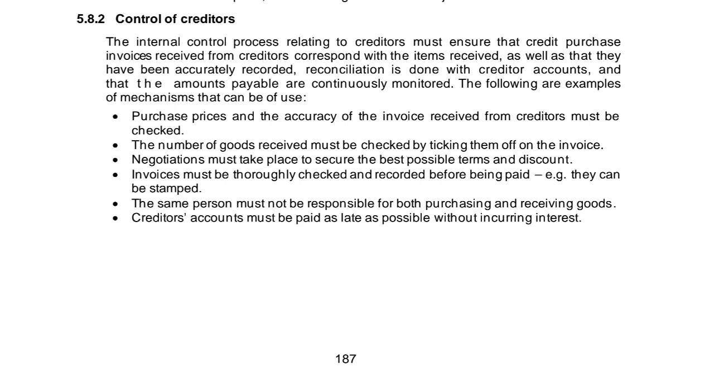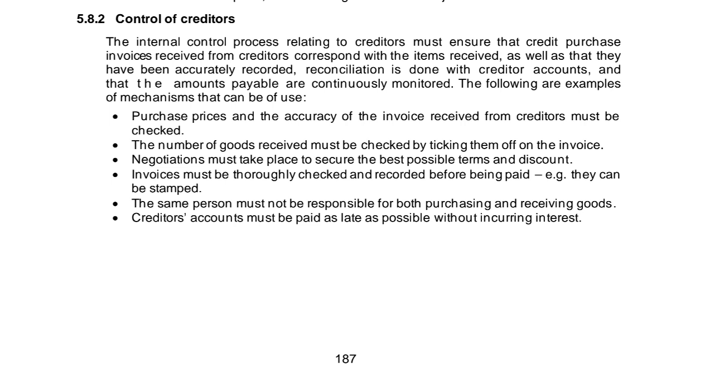5.8.2. Control of creditors. The internal control process relating to creditors must ensure that credit purchase invoices received from creditors correspond to the items received, as well as that they have been accurately recorded, that reconciliation is done with creditors' accounts and that the amounts payable are continuously monitored. The following are examples of mechanisms that can be of use. Purchase price and the accuracy of the invoice received from creditors must be checked. The number of goods received must be checked by ticking them off on the invoice.